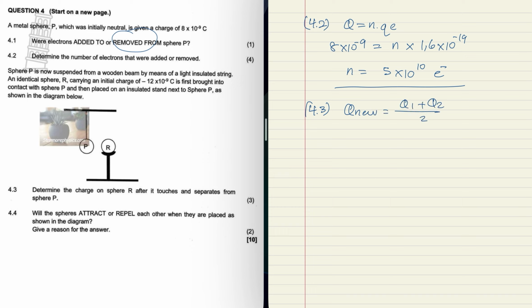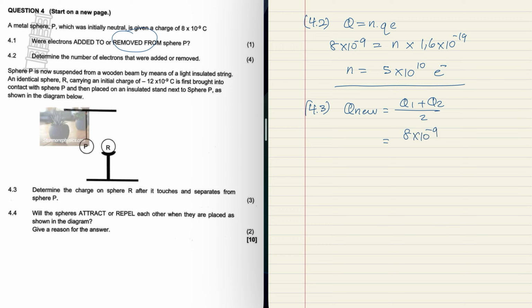So sphere P had a charge of 8 times 10 to the power minus 9, plus the other sphere has a charge of minus 12 times 10 to the power minus 9, and then divided by 2. Now, because they are both times 10 to the power minus 9, you can omit it and then bring it back, but this is a safer option, just to write it in. So the answer you get here is minus 2 times 10 to the power minus 9 coulombs.